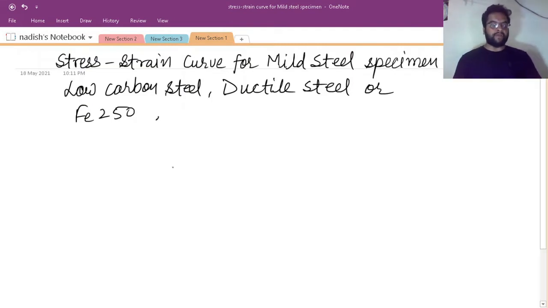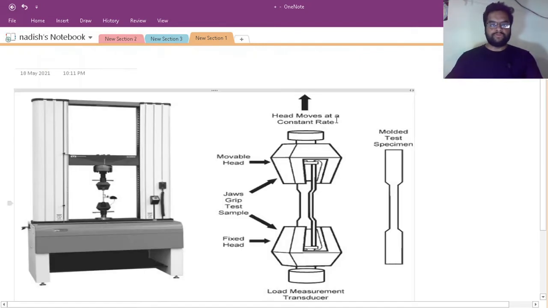So the values of the mild steel specimen are obtained by testing on the universal testing machine, and the machine is called universal testing machine because it can test all the measurements of shear, tension, compression, flexural, torsion, etc. Okay, so this is the type of machine that is called a universal testing machine.